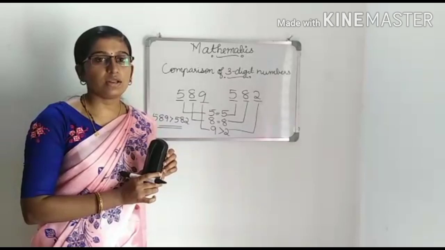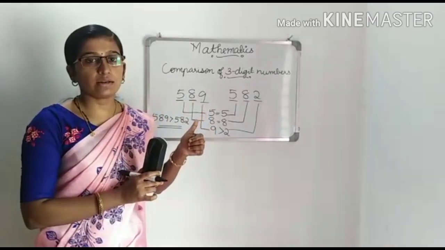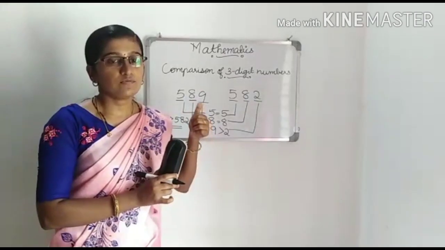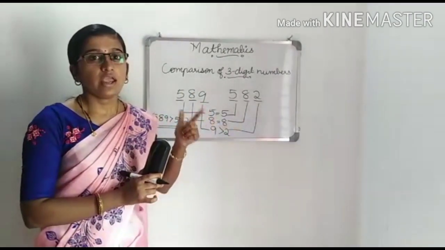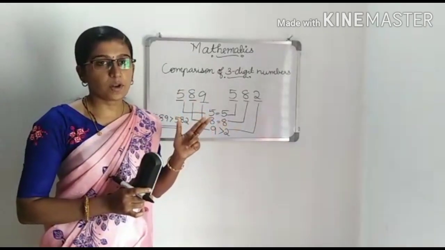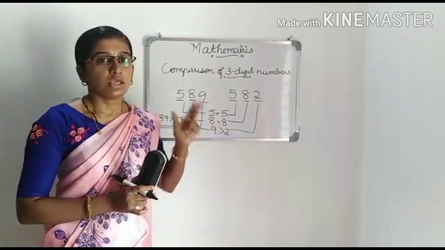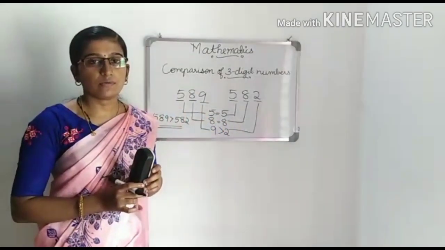While comparing 3-digit numbers, you should keep in mind that first we should compare the hundreds place. If the hundreds place are same, then we should compare the tens place. If the tens place are also same, then we should compare the ones place. Keeping these 3 points in mind, we can compare 3-digit numbers.